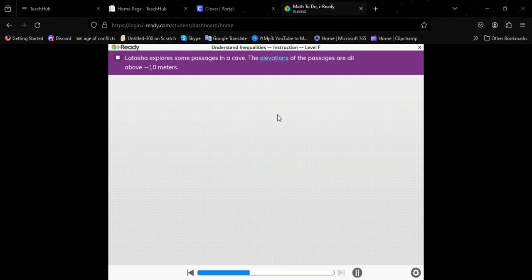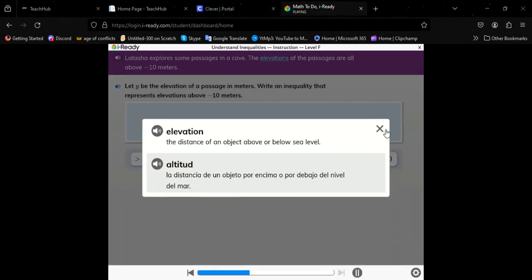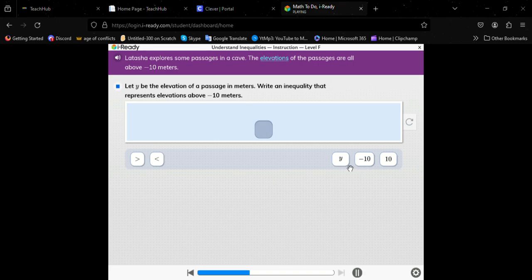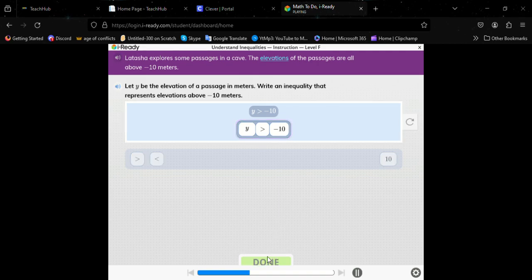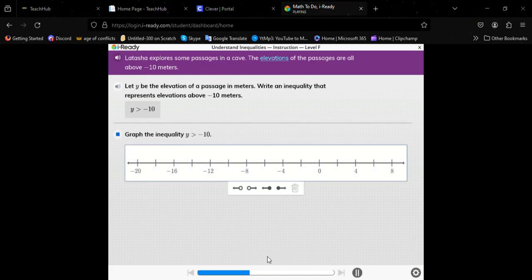Latasha explores some passages in a cave. Let y be the elevation of a passage in meters. Write an inequality that represents elevations above -10 meters. Graph the inequality y is greater than -10. Nice.